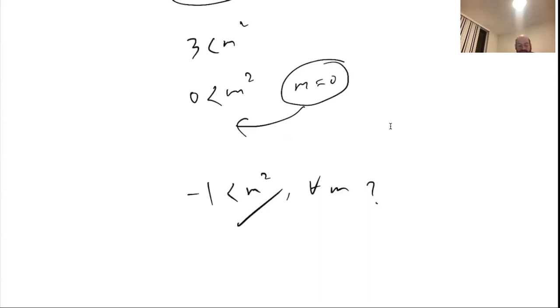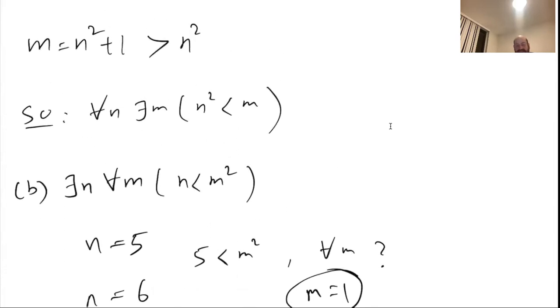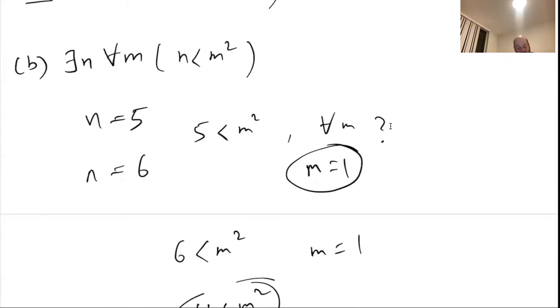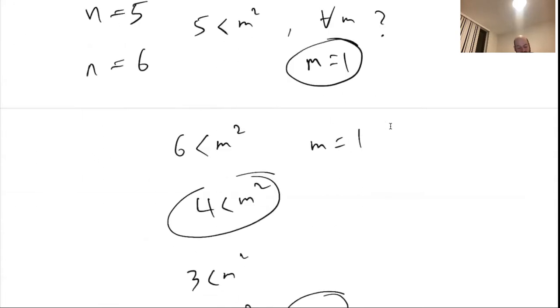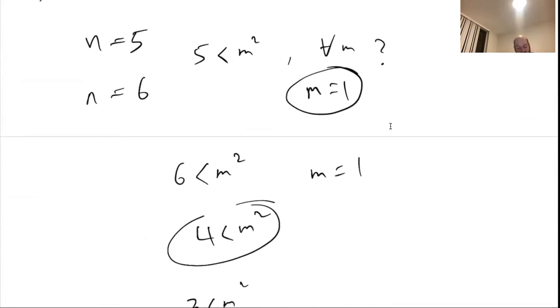Well, that's it. We wanted to choose because the question was asking whether there exists n. There exists n means, can we say that there exists at least one n such that n is less than m squared for every m? Well, we tried many n values. We observed that we cannot choose n to be any positive number or even 0.